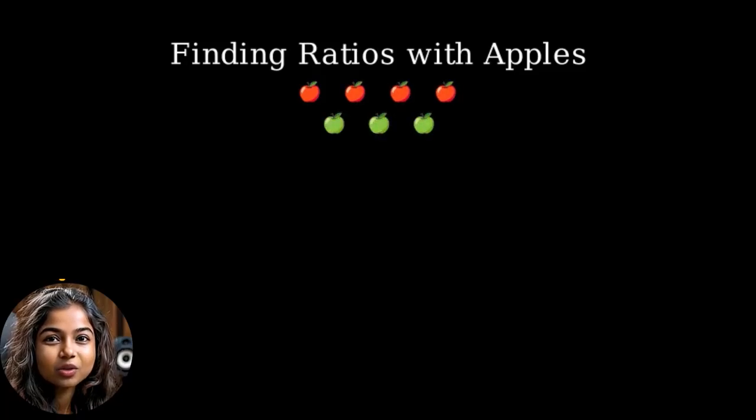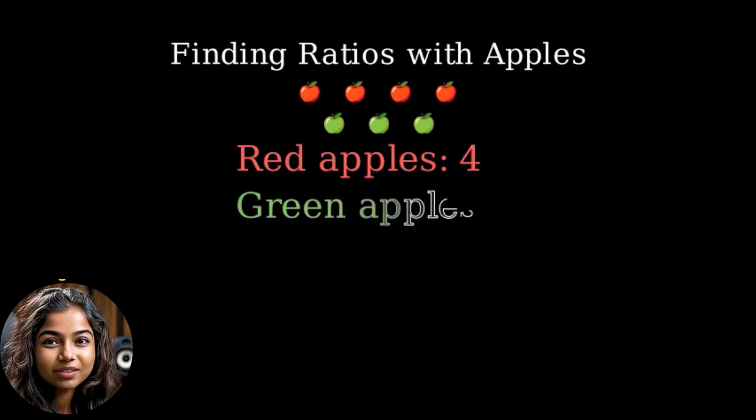Let's count them carefully. For the red apples, 1, 2, 3, 4. For the green apples, 1, 2, 3. So we have 4 red apples and 3 green apples.